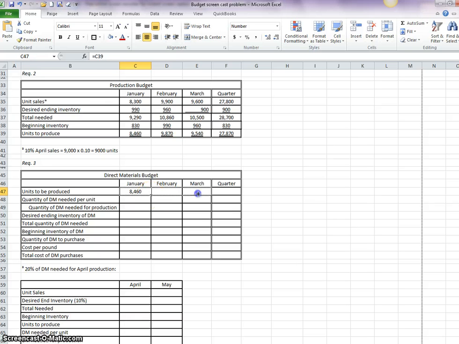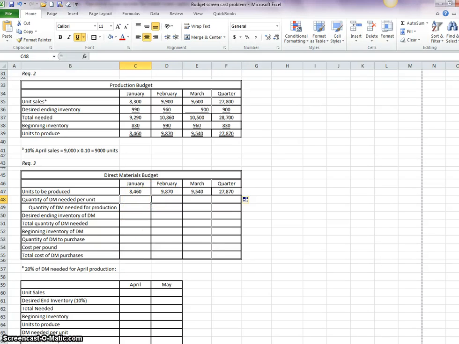I think I could just copy this across, and yes indeed it automatically puts that down. Notice on this D47 it says equals D39. So again, if we make a change in the sales budget, it'll follow through with this one.